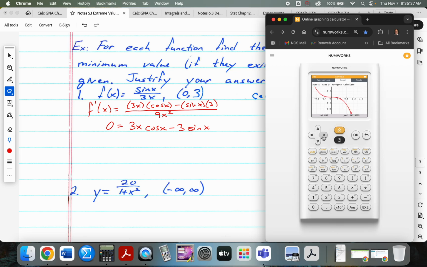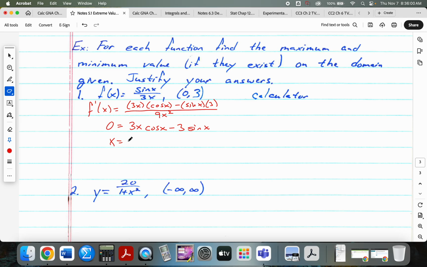0.321 and another one that's at 0. Yeah, I have mine at 0.321. You got it at what? At 0.321? Yeah. All right. I'm not going to spend more time looking at what I've done wrong. 0.321. So that is my only critical point.